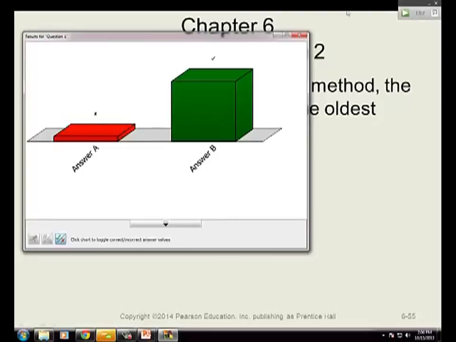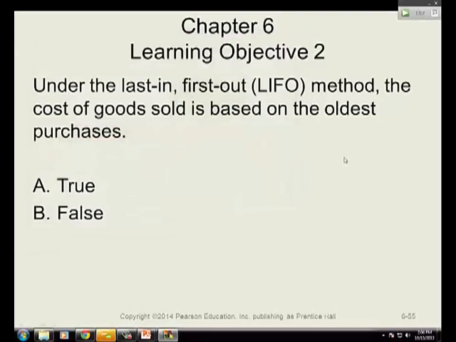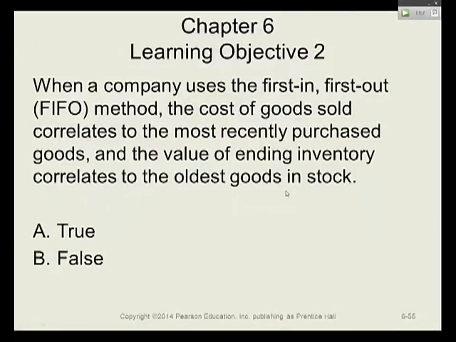All right, the next one I'm just going to give you. You should know that this one says that if it's FIFO, the cost of goods sold relates to the most recent, and the ending inventory is the oldest. Well, if the first one in is the first one out, it's got to be the oldest. So cost of goods sold under FIFO is the oldest. Ending inventory is the most recent, the newest cost. First in, first out. The old ones are gone.